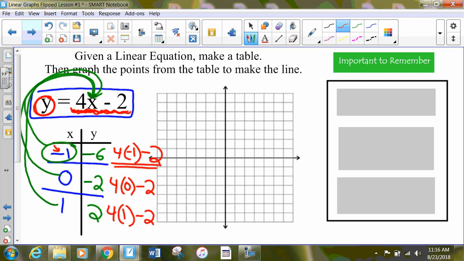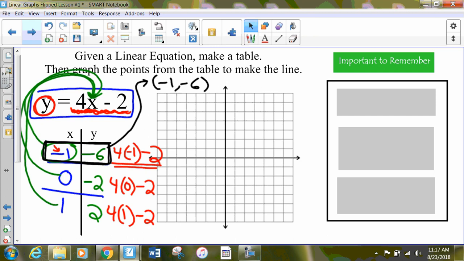So yes, we've now got 3 points. When we see x is equal to -1 and y is equal to -6, we can rewrite that as a point, -1, -6. So this, in a table, means exactly the same thing as writing it this way. And we go to graph the point. We're going to remember that the first number that we see, let's see, I wish I had a 3rd color. Let's see, we'll switch to blue.